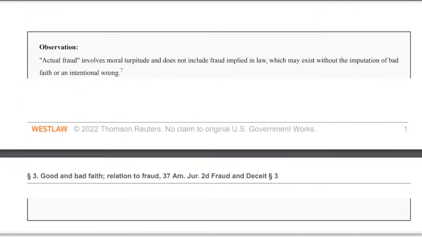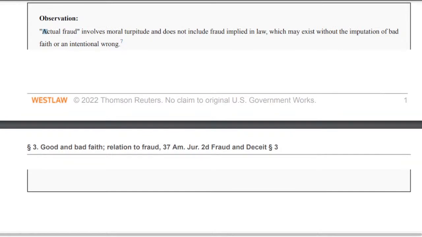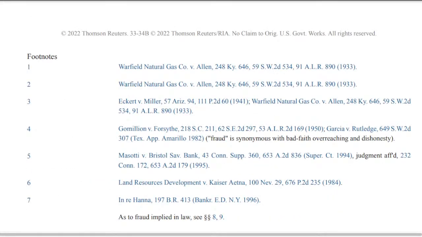So let's continue here. Observation. Actual fraud involves moral turpitude and does not include fraud implied in law, which may exist without the imputation of bad faith or an intentional wrong. Okay, so actual fraud has some moral factors, right, that may not exist without the bad faith or intentional wrong. So let's continue here.